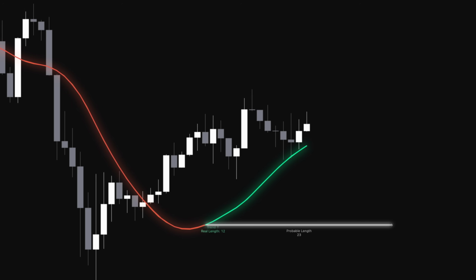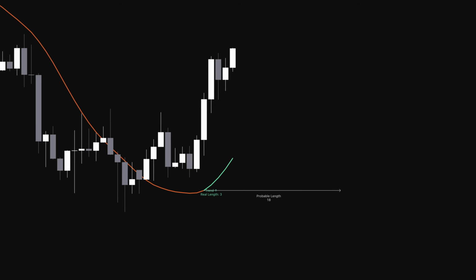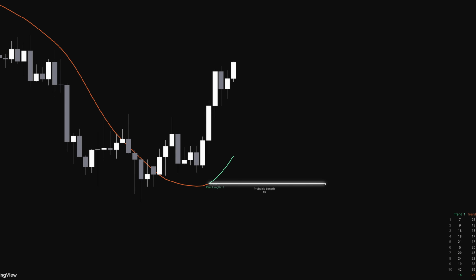This statistical approach assumes market rhythm tends to repeat within similar conditions. The visual system uses labels marking trend starts with probable length, a projection line extending forward to estimated completion, and dynamic text updating actual duration as the trend develops.